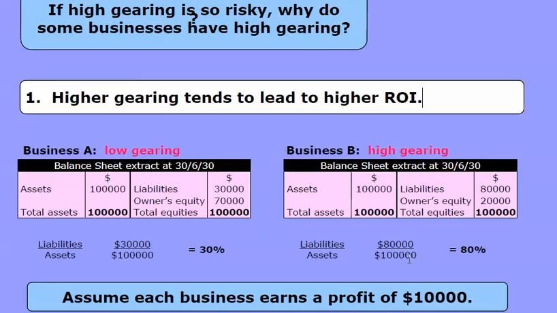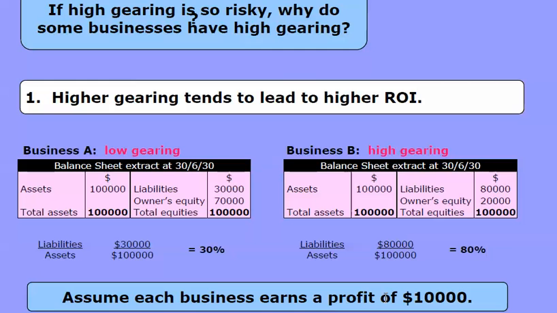Let's look at an example. On the left, we have this business that has relatively low gearing. Liabilities $30,000, assets $100,000, so the gearing is 30%. For every dollar of assets, 30 cents liabilities. And on the right-hand side, the high gearing, $80,000 liability, $100,000 assets, 80%, every dollar of assets, 80 cents liabilities. Now let's assume that both businesses earn a profit of $10,000.